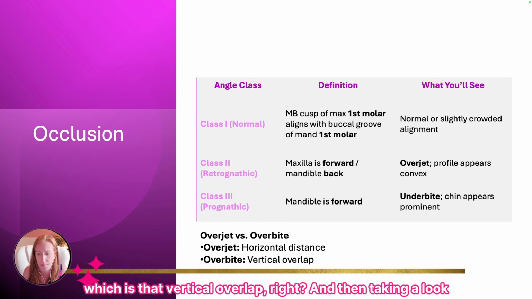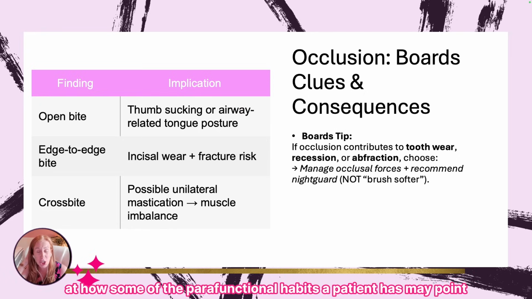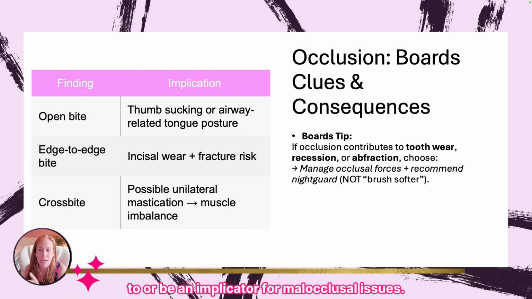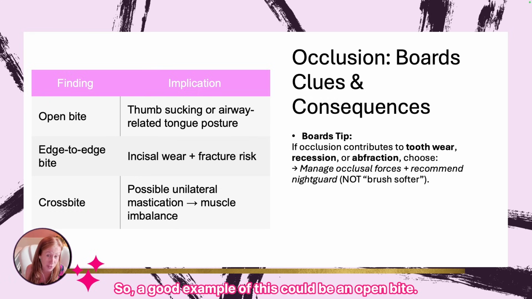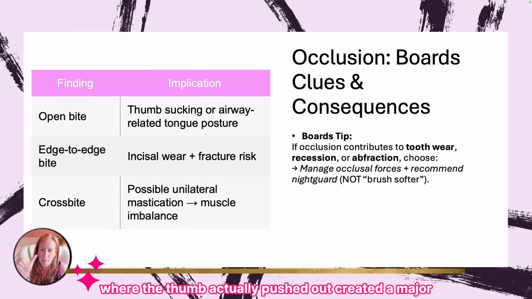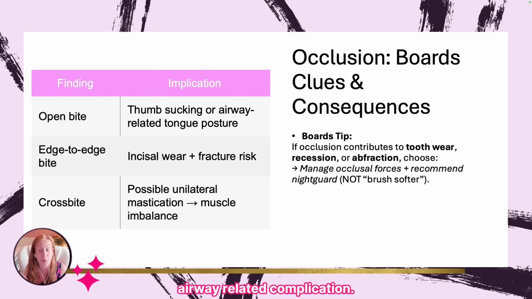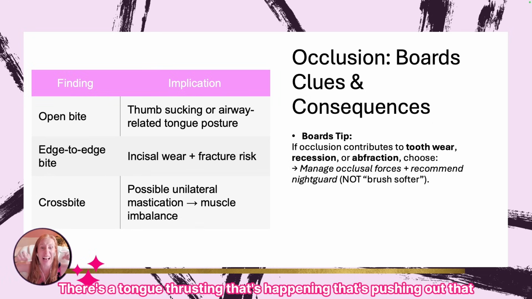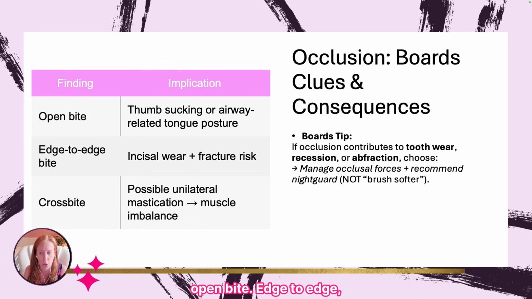And again, make sure that you can differentiate between overjet, which is that horizontal distance, versus the overbite, which is that vertical overlap, right? And then taking a look at how some of the parafunctional habits a patient has may point to or be an indicator for malocclusal issues. So a good example of this could be an open bite. Oftentimes, patients who have an open bite, that came from overt thumb sucking, where the thumb actually pushed out, created a major overjet, or this could be a potential tongue posture airway related complication. There's a tongue thrusting that's happening that's pushing out that open bite.